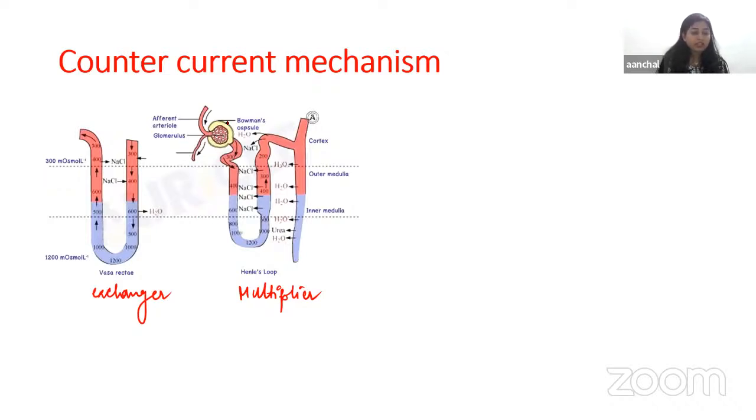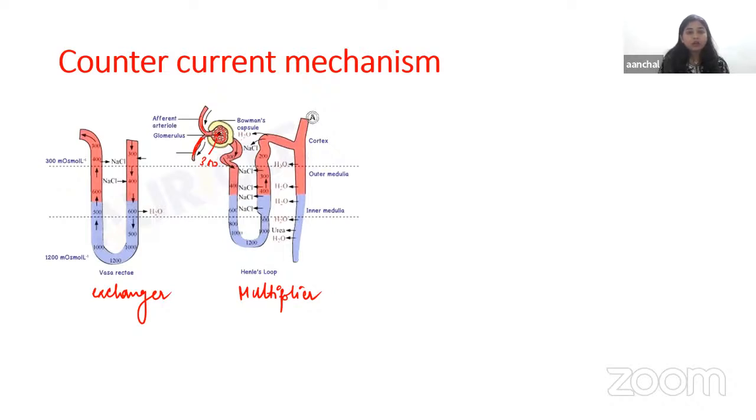Okay, and if we talk about the mechanism that occurs in this, first we have the Bowman's capsule. So what happens here? The glomerular filtrate collects at the Bowman's capsule, and it is isotonic to plasma. Why is this? Because it contains all the substances of plasma except plasma protein, because the plasma protein cannot be filtered from here. So it remains as it is. Here the osmolarity of the filtrate at Bowman's capsule is about 300 milliosmoles per liter.